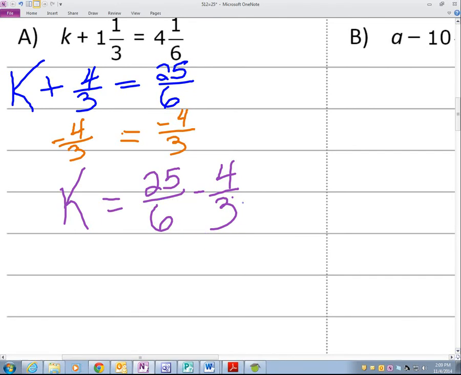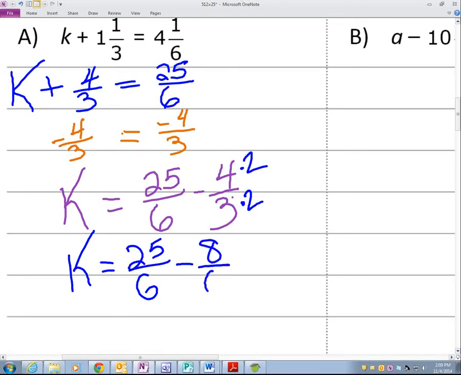So I'm going to multiply this. Well, what's the least common denominator between 6 and 3? Yeah, 6. So to get 6 on this fraction here, I'm going to multiply this guy by 2, and because I needed to keep equivalent fractions, I need to multiply that by 2. So now I have k equals 25 sixths minus 8 sixths, which equals 17 sixths.